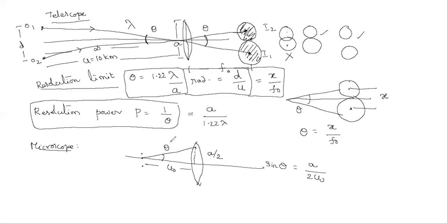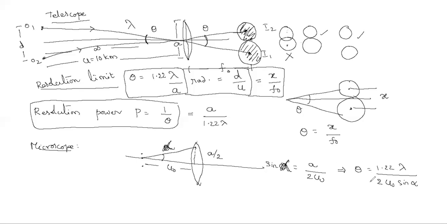Better we represent it with another letter, alpha, because the resolution limit we represented with theta. So sine alpha equals A by 2UO. So we can replace A with 2UO sine alpha. So the resolution limit is theta equals 1.22 lambda by A, where A is 2UO sine alpha. This is what he says.